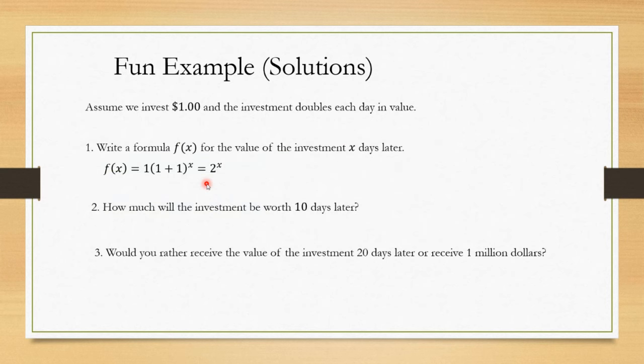And so this is our function. The 1 is here, that's from the $1, but 1 times anything is the anything. Multiplying by 1 doesn't change anything, so I left the 1 off, but this is the function we get, 2 to the x. Well, how much is the investment going to be worth in 10 days? Well, in 10 days, it's going to be 2 to the 10, which is $1,024.